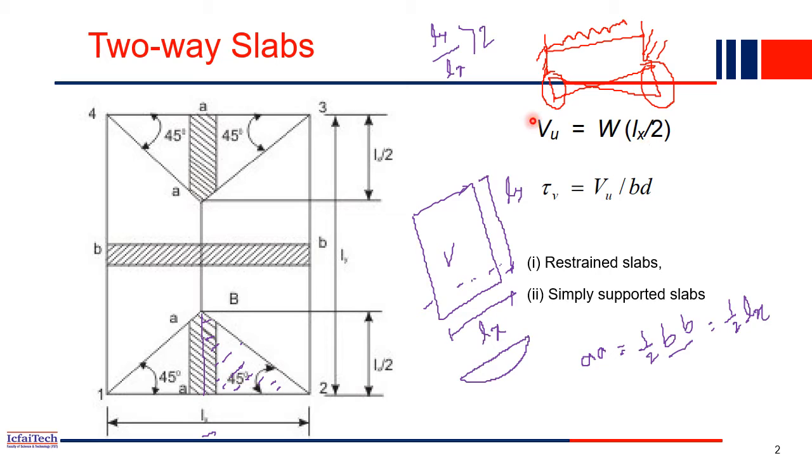So that is the value for that. So Vu is equal to W into Lx by 2, either it may be X direction or Y direction, whatever it may be. So the force will be something, the maximum shear stress will be this much. And tau v is shear stress.